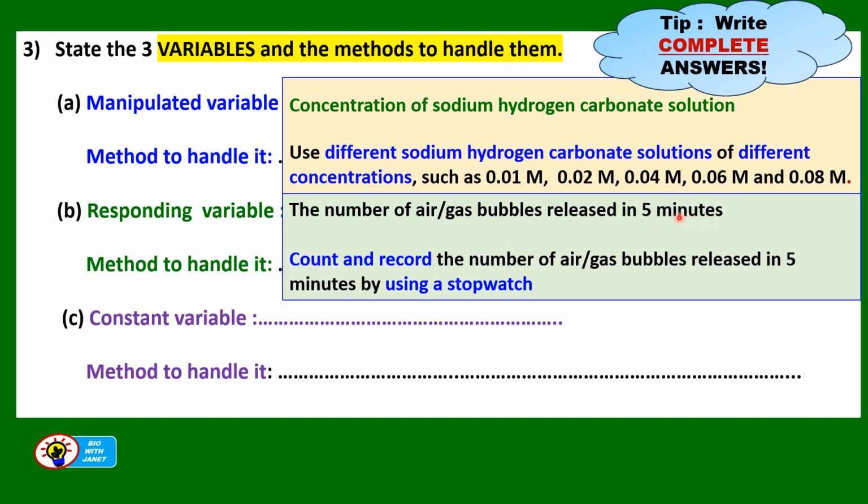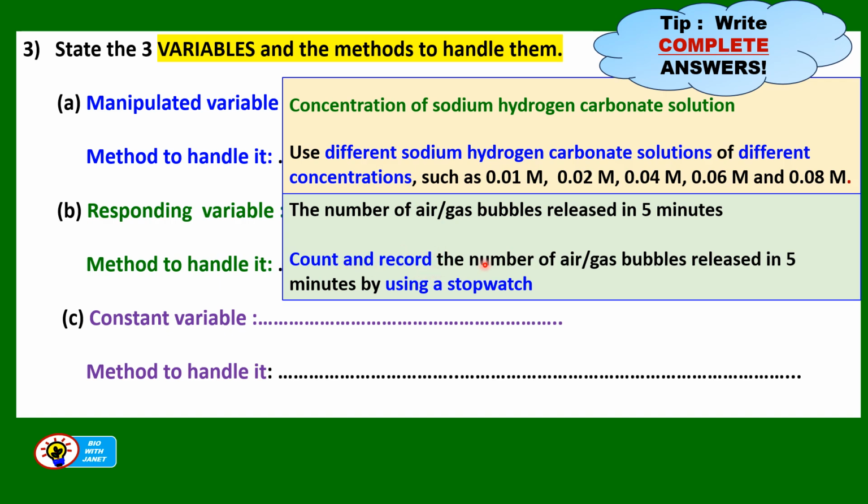Now the mistake here is many students write number of gas bubbles released. They don't state the time, so it's not complete again. If it's not complete, you will not get the marks. Okay, so make sure you write in 5 minutes, complete answers. Count and record the number of air or gas bubbles released in 5 minutes using a stopwatch. This is the method to handle the RV. Take note, you must have the words count and record. Record is also very important. And not measure, it's not measuring, it's counting and recording.